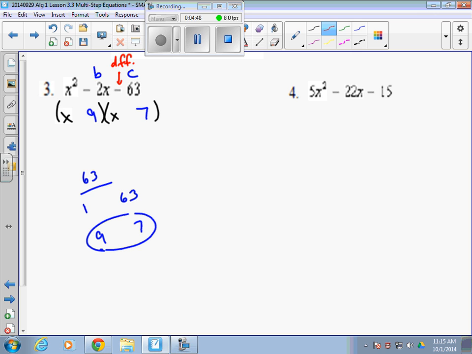Since they're different, you look at the sign in front of B. That is the one of the bigger absolute value. 9 is a bigger absolute value than 7, so it's negative. They're different, so this one is positive. x minus 9 times x plus 7.